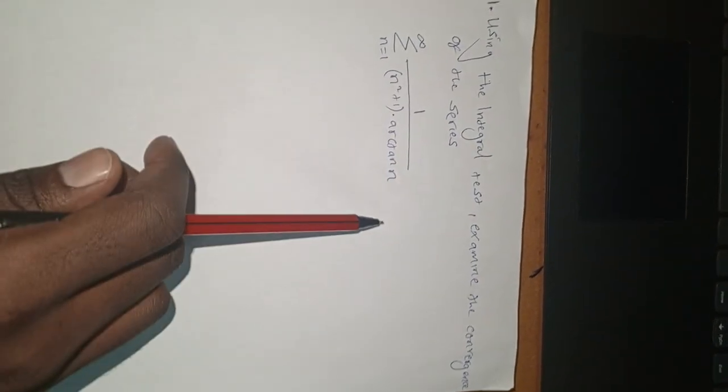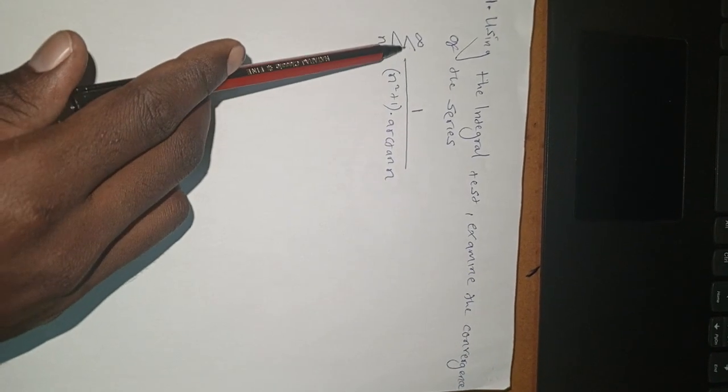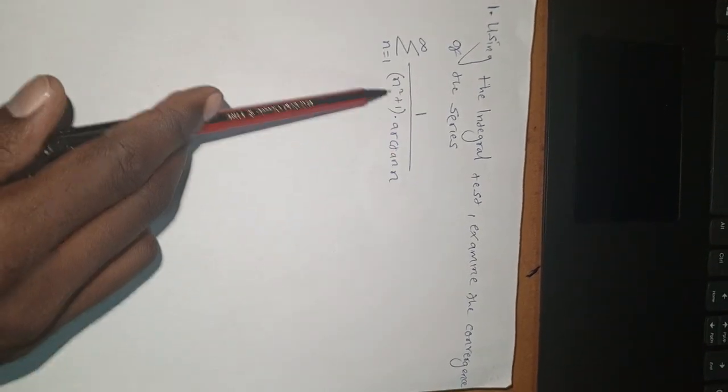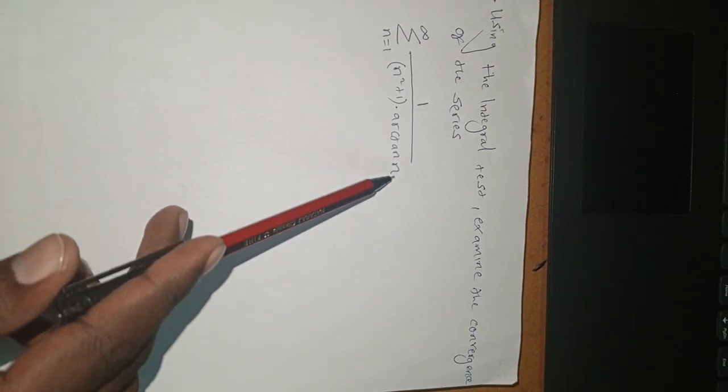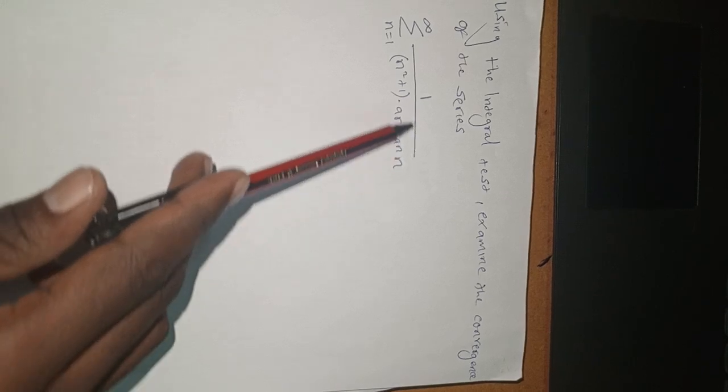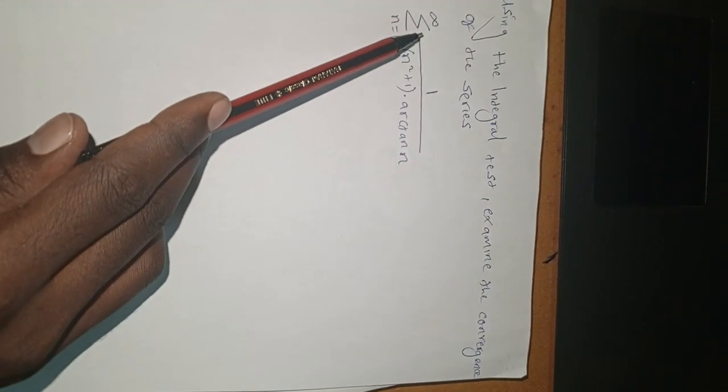In this video, we are going to solve the following series using the integral test. The series is the sum as n goes from 1 to infinity of 1 over (n squared plus 1) multiplied by arctan n. When you look at this series, we'll see that we need to know what arctan 1 is and what arctan infinity is.